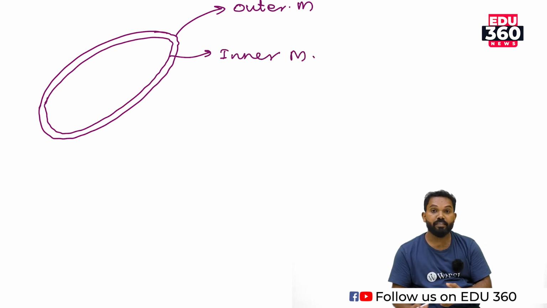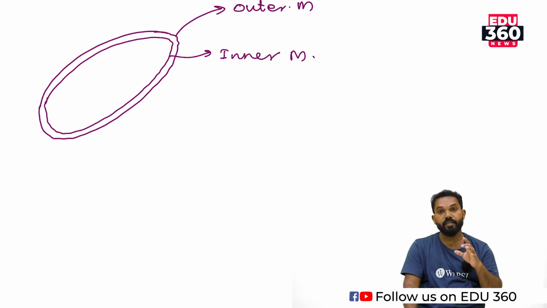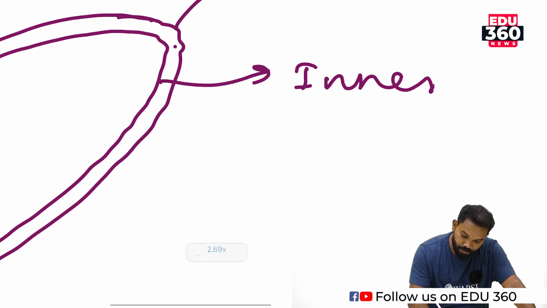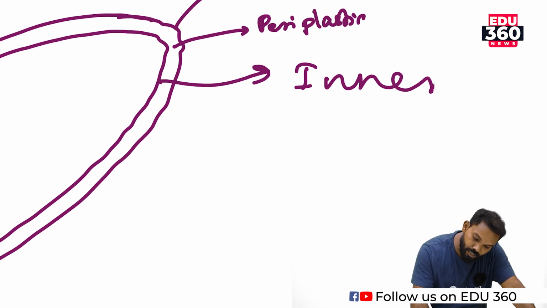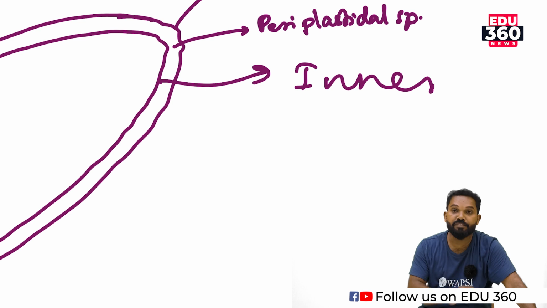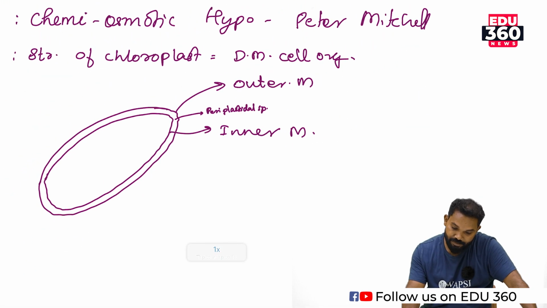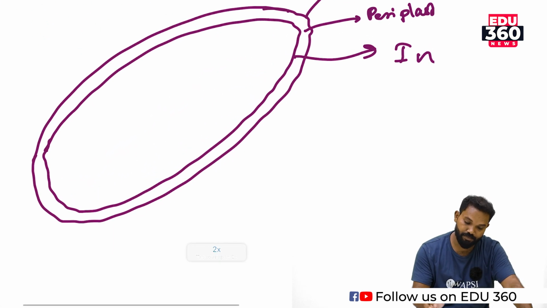These outer and inner membranes are quite different. The outer membrane is more permeable than the inner membrane. The inner membrane is a selectively permeable membrane. The space in between the outer and the inner membrane is known as the periplastidal space.